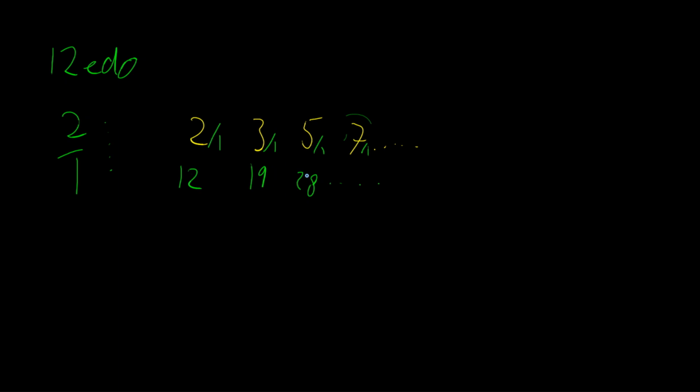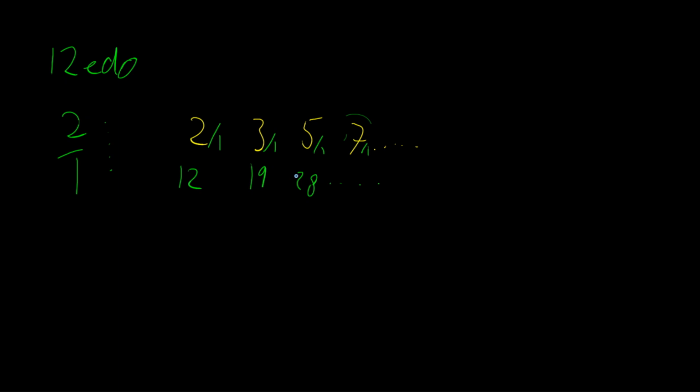But I've done it with the primes for a particular reason, and that's because any other interval, as we saw with Monzos, can be made up by multiplying or dividing these primes. And because the steps of an Edo are like cents, they're logarithmic, we can simply add or subtract the number of steps to get to that interval.